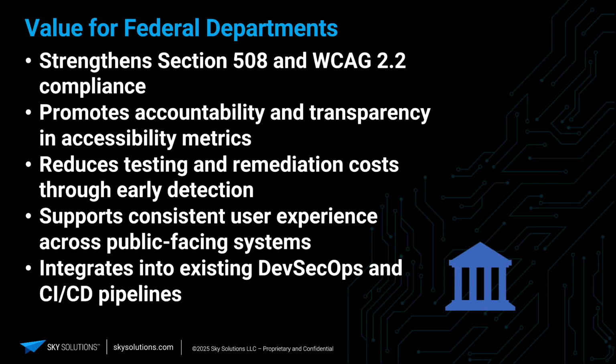For federal programs, this approach delivers measurable value. It strengthens compliance with Section 508 and WCAG 2.2 by making accessibility checks automatic and auditable. It promotes accountability: leaders can see accessibility scores and trends across environments, and developers have clear, actionable reports. By catching issues early, we reduce both testing costs and rework later in the lifecycle.